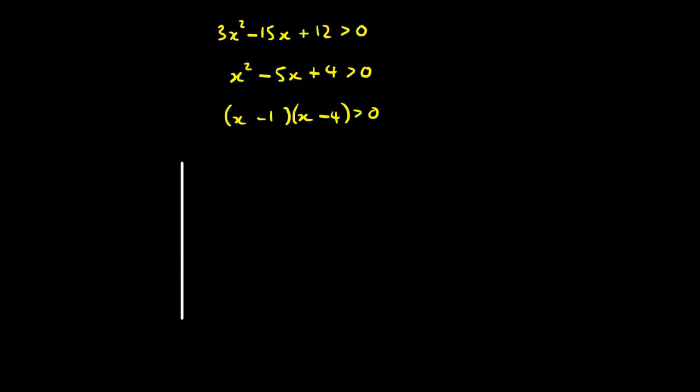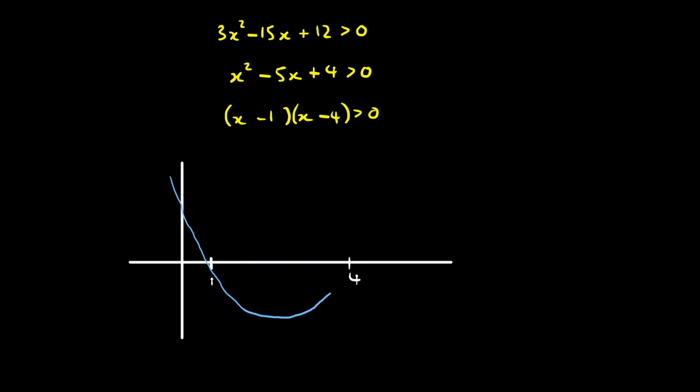Okay. And we've got an x-coordinate here of 1 and an x-coordinate here of 4. And so our quadratic is going to look something like this. Sorry about it being a bit rough. Never mind, something like that. Okay, like that. So that's our quadratic.